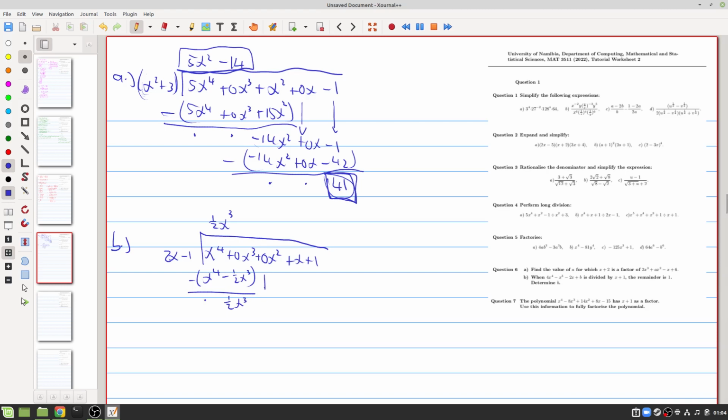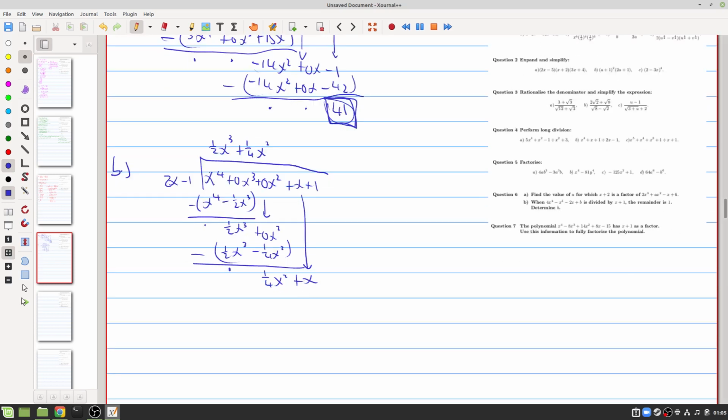Then let's bring down the next values along, so plus 0x squared. Now half x cubed divided by 2x: half divided by 2 is a quarter, and x cubed divided by x is x squared. So now again we take this and multiply it back with the front. A quarter times 2 is a half x to the power 3. Quarter x squared times negative 1 is negative a quarter x squared. And again we subtract, we just repeat the process. That minus that is nothing. And then 0 minus minus a quarter, so 0 plus a quarter is a quarter x squared. Bring down the next value, which is plus x.